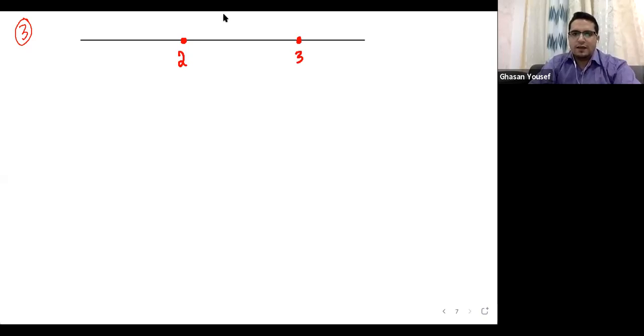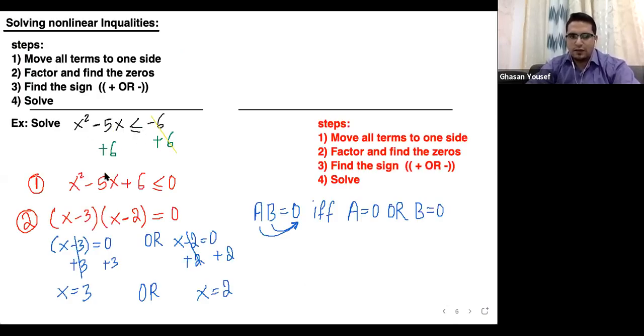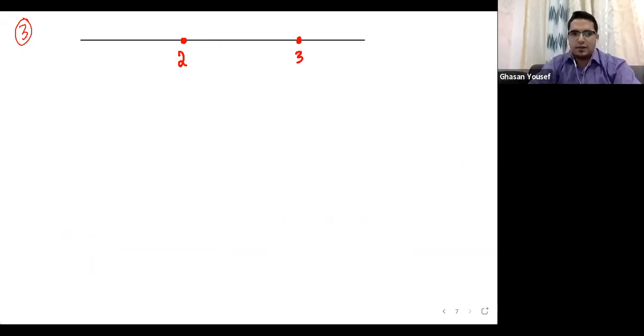Now to find the sign, step number 3, I have to pick any number greater than 3 and plug it inside the equation without the equal sign. The equation is x squared minus 5x plus 6, to check what is the sign after the 3, before the 2, and between 2 and 3. So my inequality actually is, let me write it down here again, x squared minus 5x plus 6 less than or equal to 0.